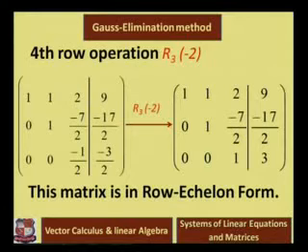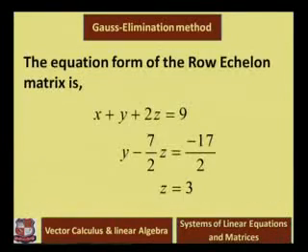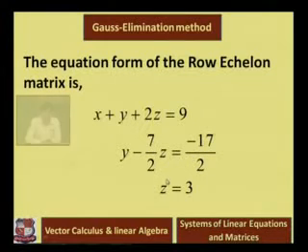Now convert this row echelon form again to the system of equations, which is given by x plus y plus 2z equals 9, y minus 7 by 2 z equals minus 17 by 2, and z equals 3.